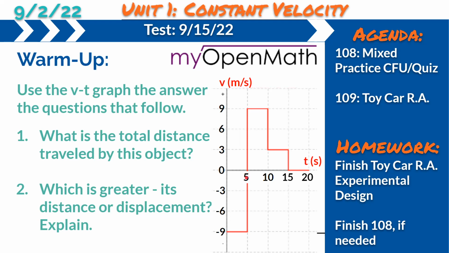But from 5 to 10 seconds, that's 5 seconds of time that has lapsed, and you go 9 meters per second forward. So if you go 9 meters per second for 5 seconds, that is also 45 meters. And then you have this little rectangle here. 5 seconds at 3 meters per second, you're going to go 15 meters. So 45 plus 45 is 90, plus 15 more is 105 meters. That should be your total distance traveled by this object. Okay, and that is the area under the curve. Any questions about number 1?